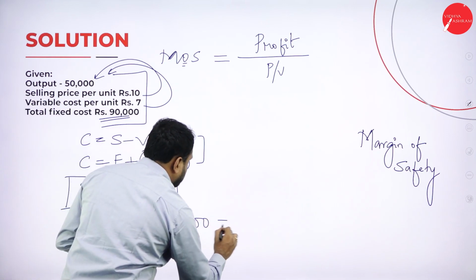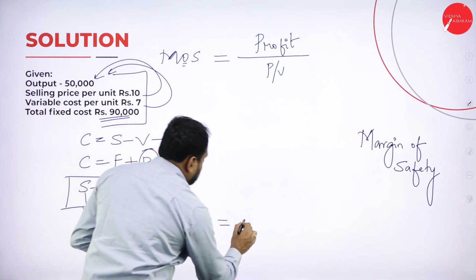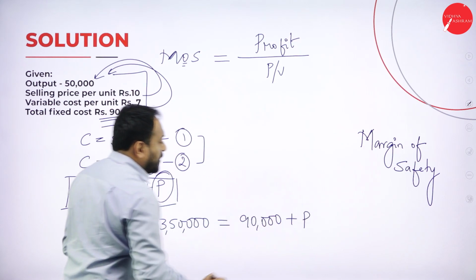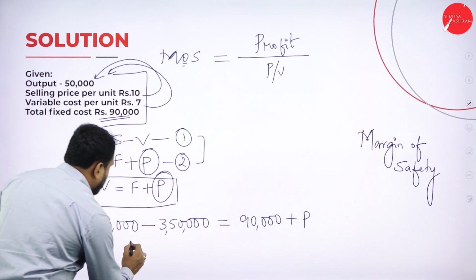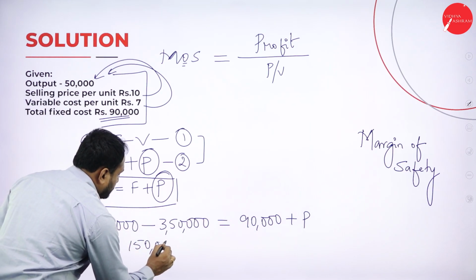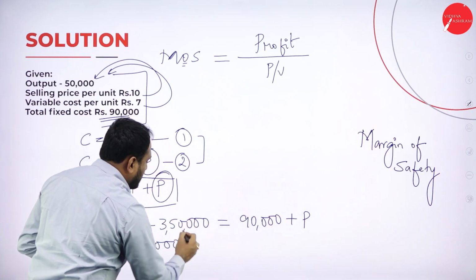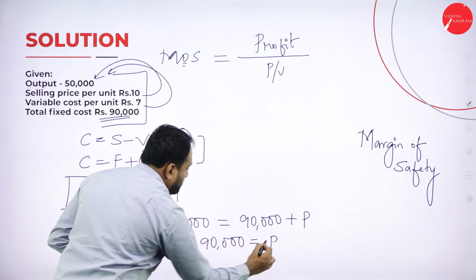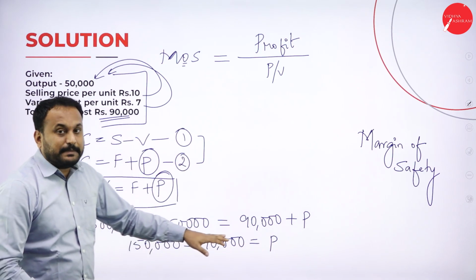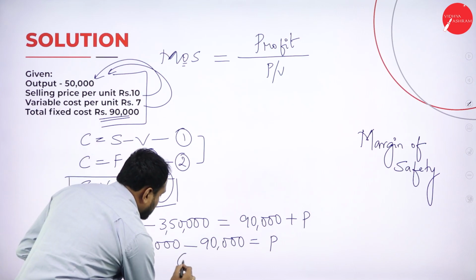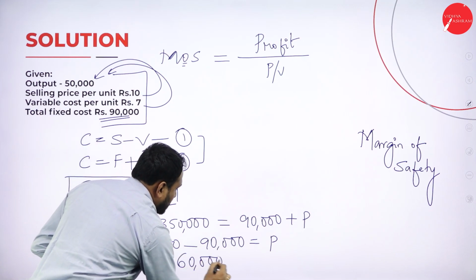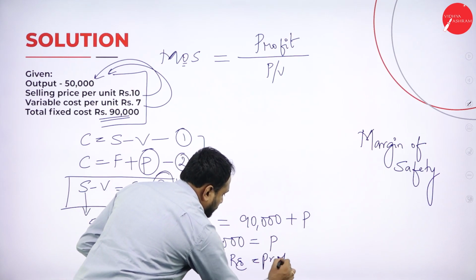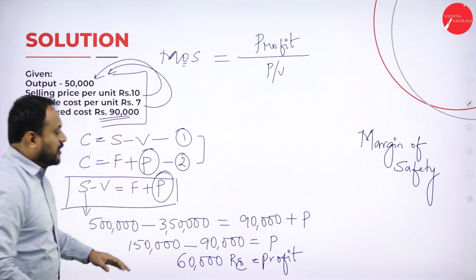Now is equal to, what is my fixed cost? Fixed cost is 90,000, plus P is unknown. I need to find that. Now here 1 lakh 50,000. Now this 90,000 will come here, minus 90,000 is equal to my profit. Now 1 lakh 50 minus 90, that is 60,000. How much? 60,000 rupees is equal to profit. So I got my profit here.